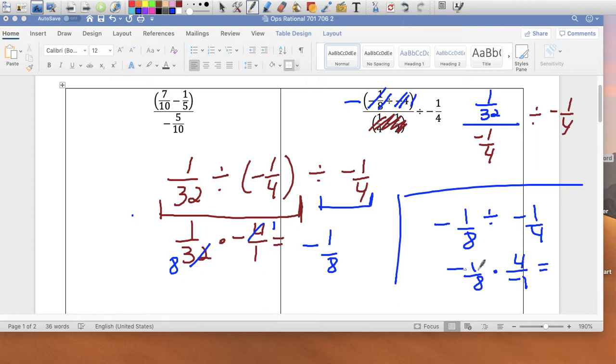Right? And a negative times a negative is a positive. 1 times 4 is 4. And 8 times 1 is 8. You can simplify, right? You can divide 4 divided by 4 and 8 divided by 4. Reducir. So 4 divided by 4 is 1. 8 divided by 4 is 2. So the final answer is that.